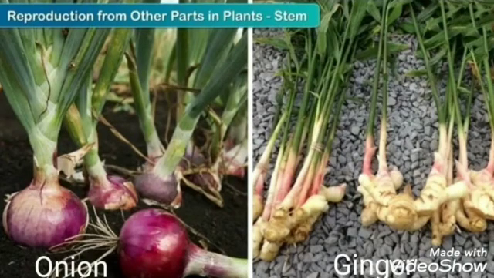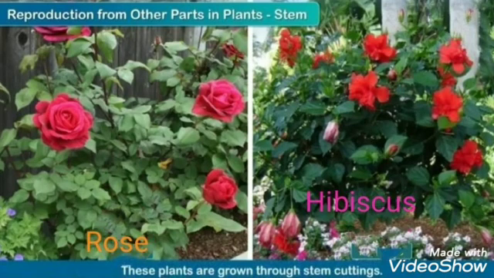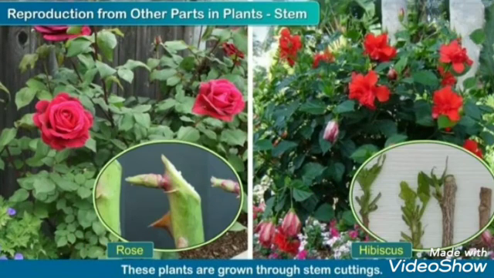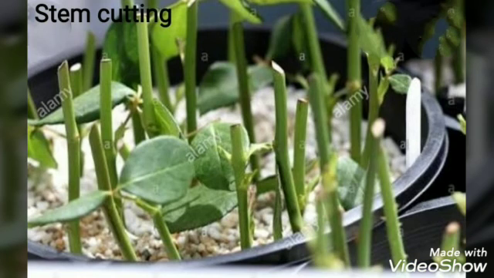An onion bulb contains the stem and fleshy leaves, so new plants grow from the stem. Some plants like rose and hibiscus are grown from stem cutting. A stem cutting is a length of stem with a bud which is planted in the soil.